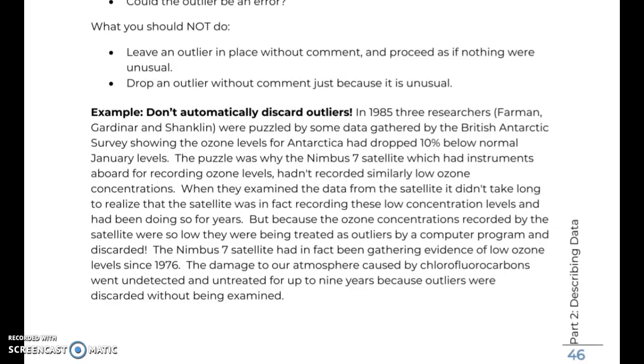So you can see that this had a pretty devastating effect. So definitely don't just discard the outlier. Make sure you look at it closely.